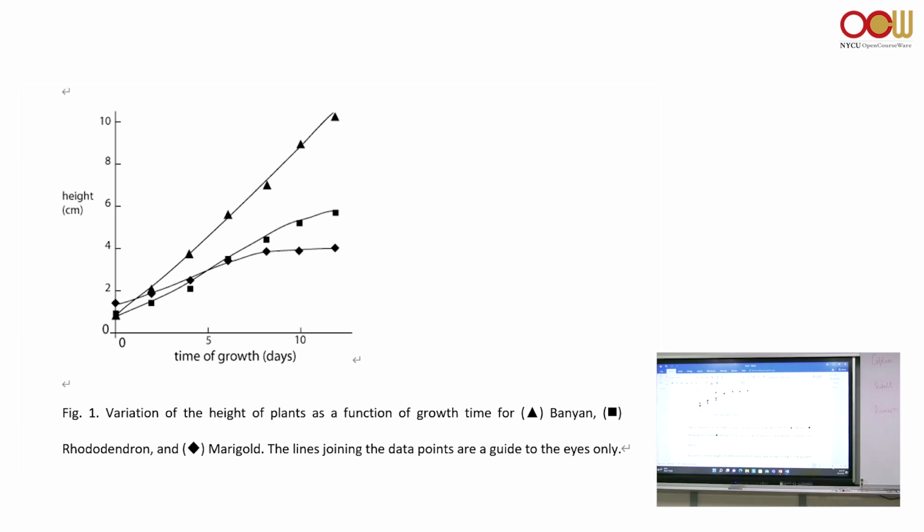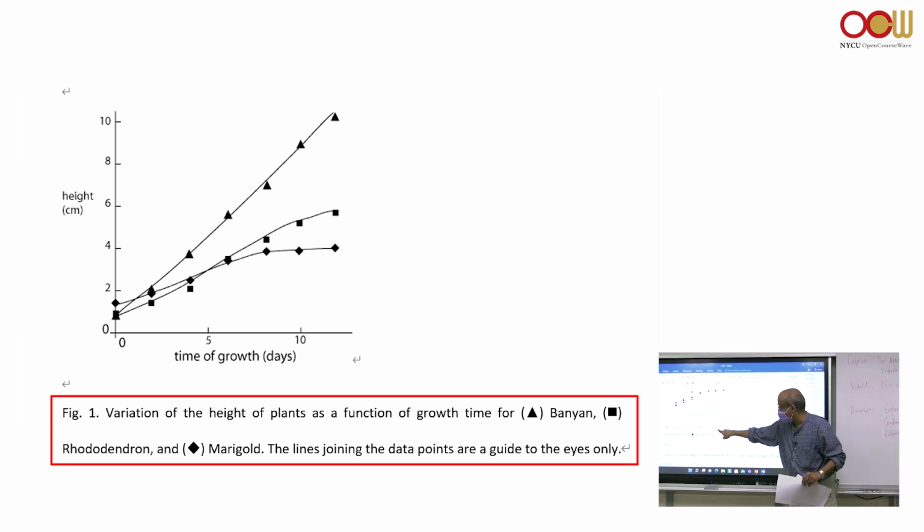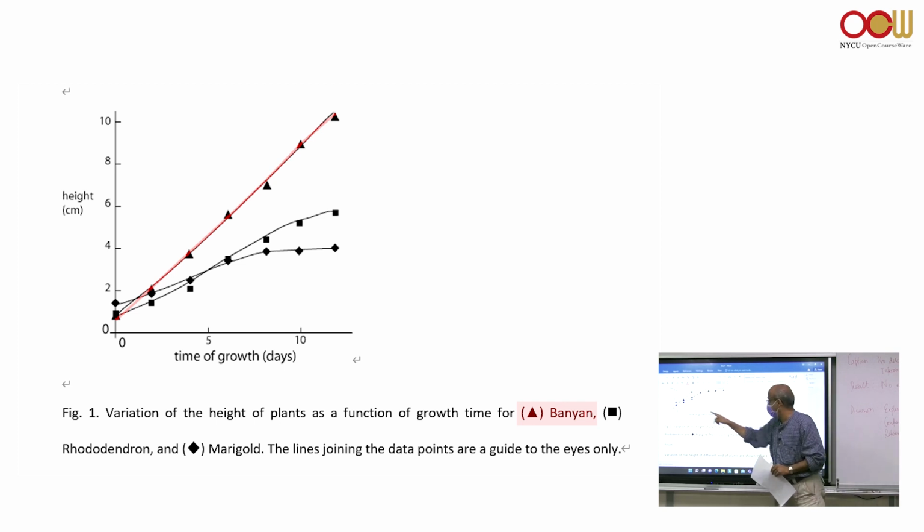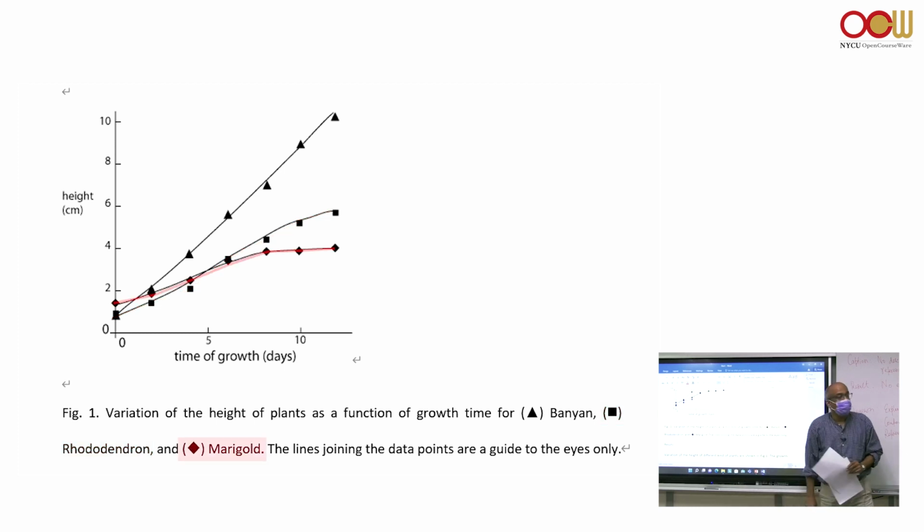So what I write is this: variation of height of plants as a function of growth time for. Now here is the trouble because there was no ABC, only symbols, right? So I say, okay, this triangle is for this tree, then that square is for the rhododendron, and the diamond for marigold. I make it up. I don't know. I just make it up.